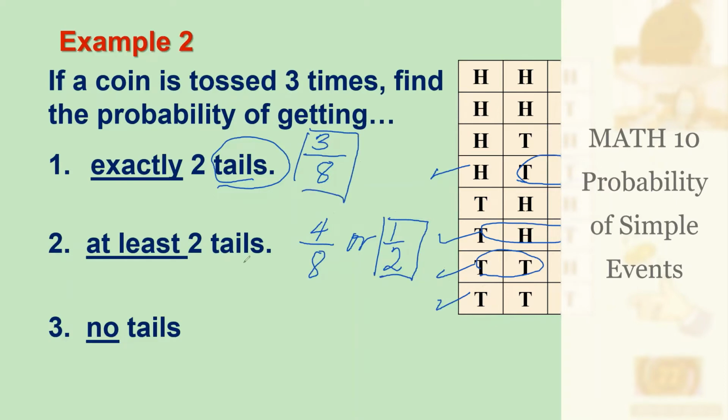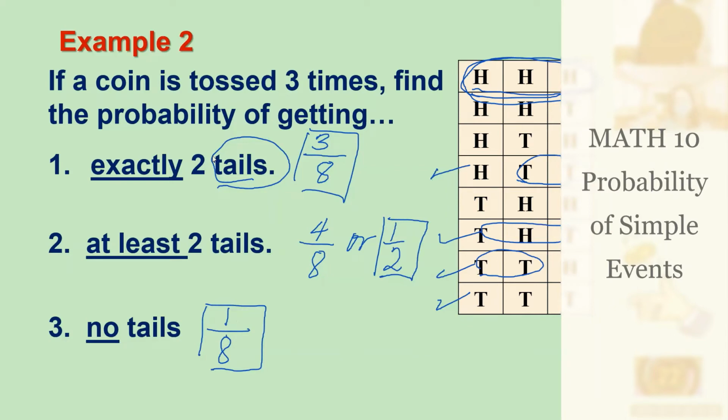Next, no tails at all. So you just get this. This is the one without a tail, the all heads, right? Since it's all heads, there's only one event out of 8. See to it that you have a copy of this in your notebook. Because every time there's a question like this, unless you memorize this, that's what you will do. You have to look at the table. Any arrangement will do. Okay?